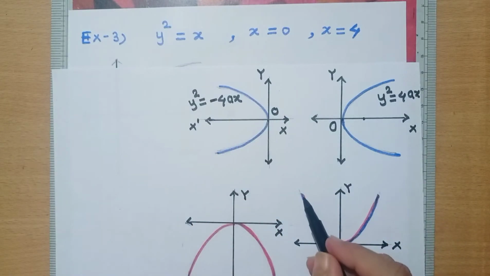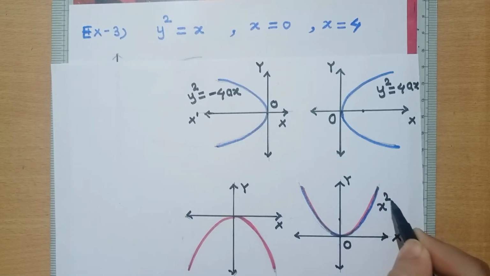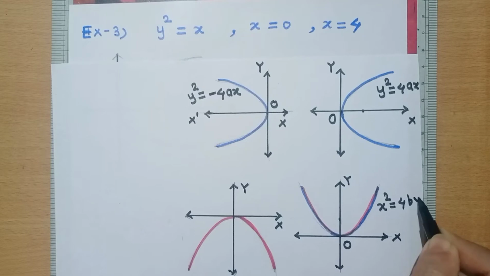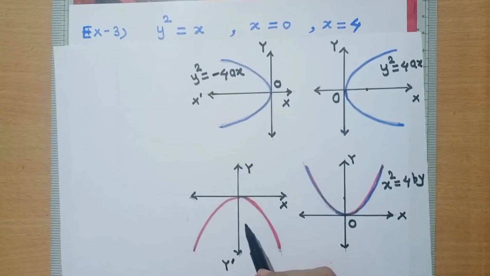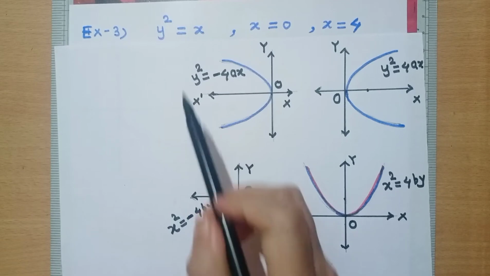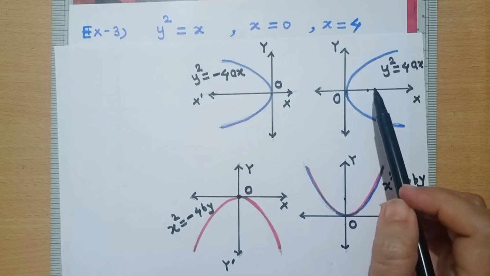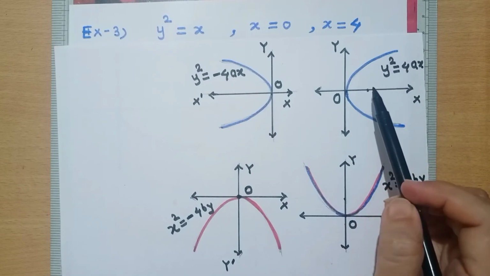And here this parabola is upside, its equation is x square is equal to 4by. And here check now, this parabola is downside and its equation is, here I am writing, x square is equal to minus 4by. Now check our given curve, this is of the first type. We will draw a rough diagram of this.